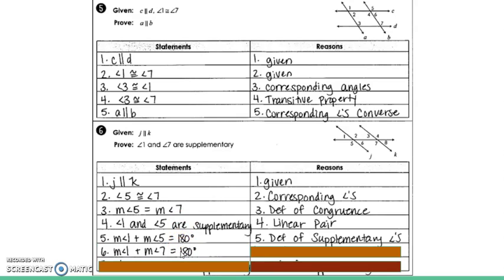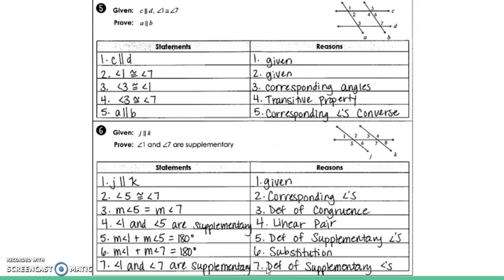So I can now say that the measure of angle 1 plus the measure of angle 7 is equal to 180 degrees. And with that step, all I did was substitute. I replaced my measure of angle 5 with my measure of angle 7. If the measure of angle 1 and the measure of angle 7 equals 180 degrees, then that means that angle 1 and angle 7 are supplementary, and that's using the definition of supplementary angles.